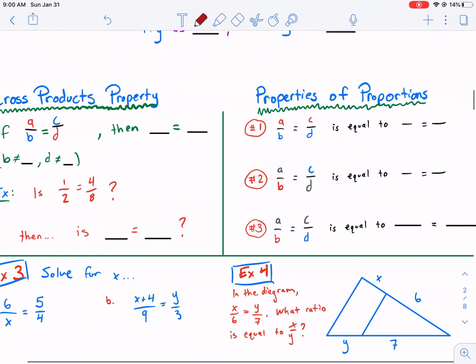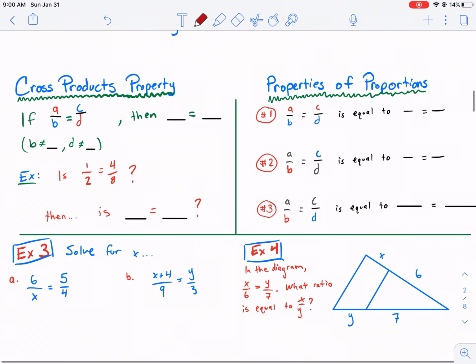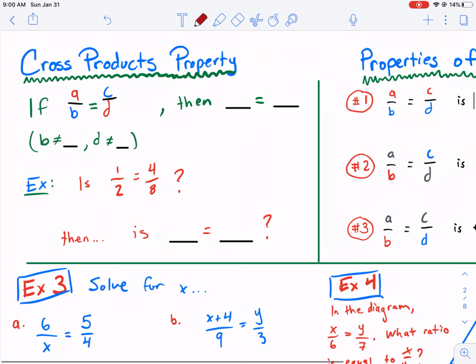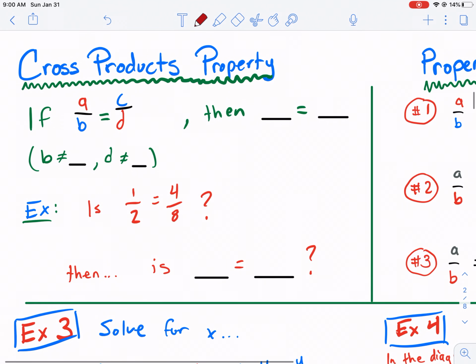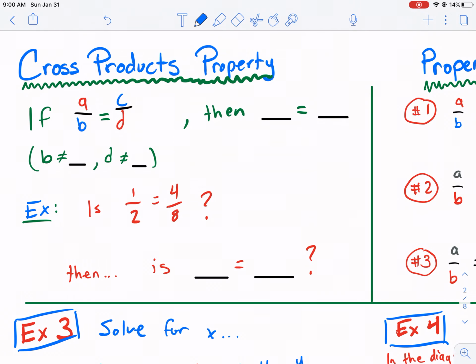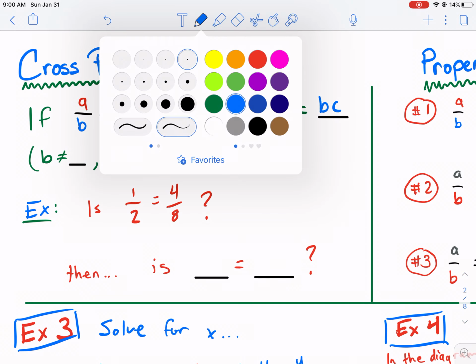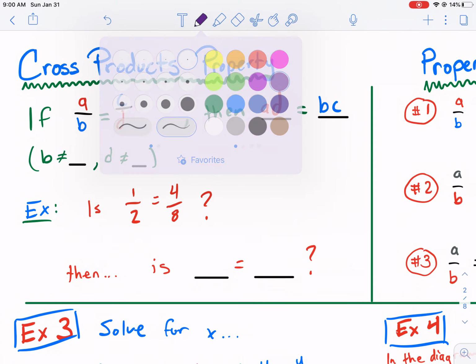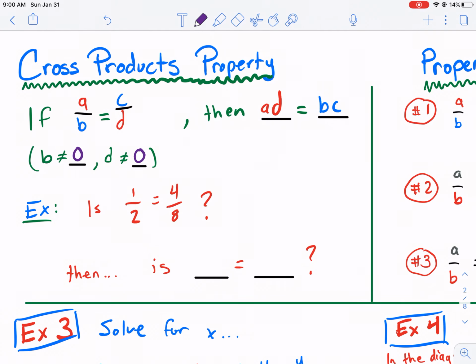Now we're going to talk about some specific properties we use when we have proportions. So we're going to start right now. Cross products property. If A over B equals C over D, then we can say BC, or B times C, is equal to A times D. Keep in mind that B cannot be equal to 0 and D cannot be equal to 0.